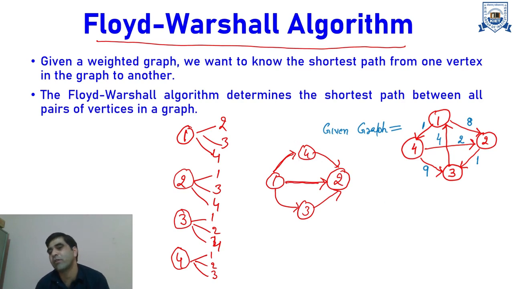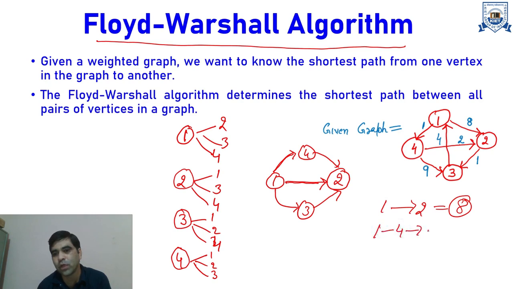For example, in this particular graph, from 1 to 2 the direct path has weight 10. But if you go from 1 to 2 through the intermediate vertex 4, the distance from 1 to 4 is 1, and from 4 to 2 the distance is 2. So if you follow the path from 1 to 4, then 4 to 2, the total cost is 3. So this is the basic idea behind the Floyd-Warshall algorithm.